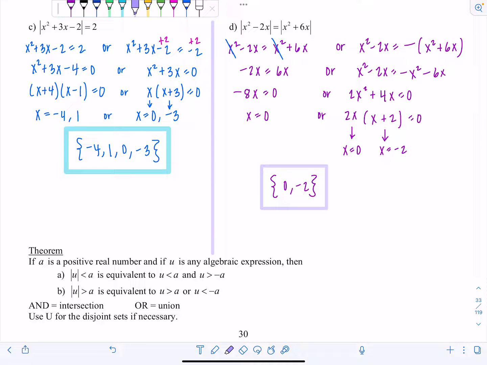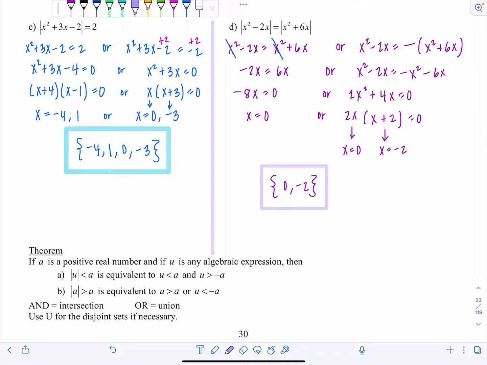Now things get a little trickier when we're dealing with inequalities. You probably expected that, right? Inequalities are always high maintenance little things. So here's our theorem. If A is a positive real number and if U is any algebraic expression, then you have 2 cases basically. If you have absolute value of U is less than A, that's equivalent to writing U is less than A and U is greater than -A. And the other scenario is if you have absolute value of U is greater than A, that's equivalent to U is greater than A or U is less than -A.